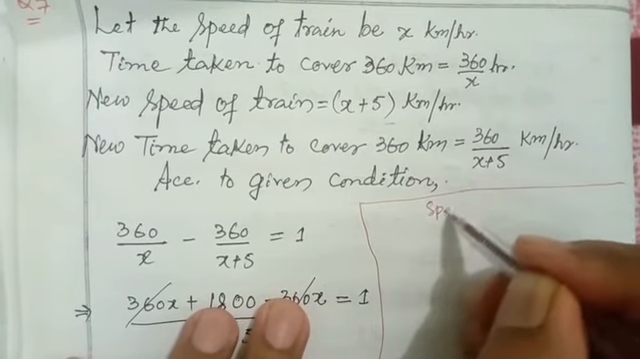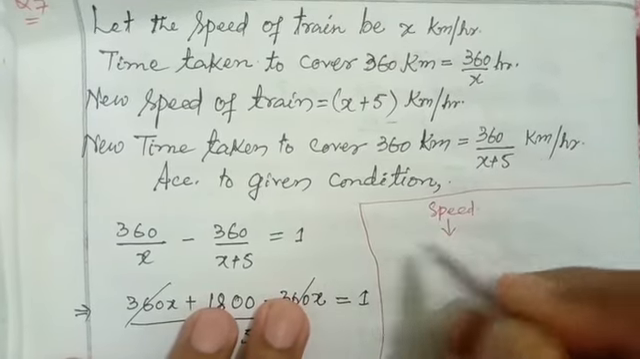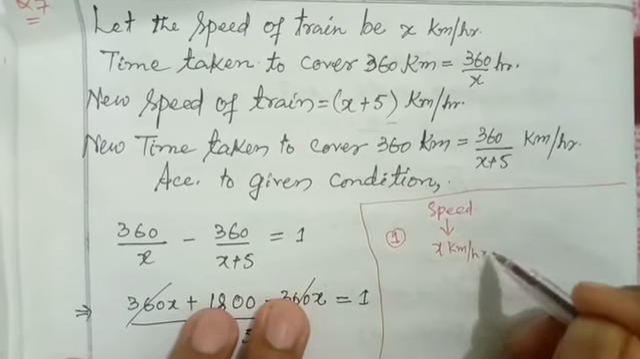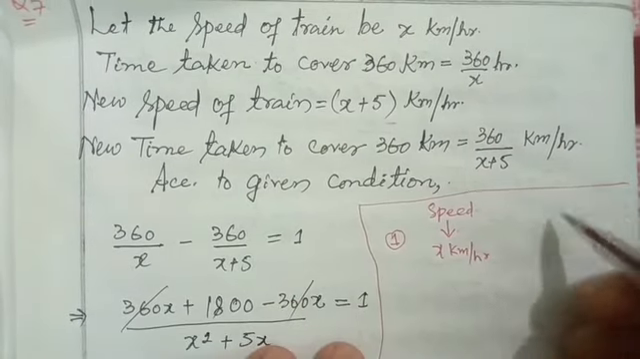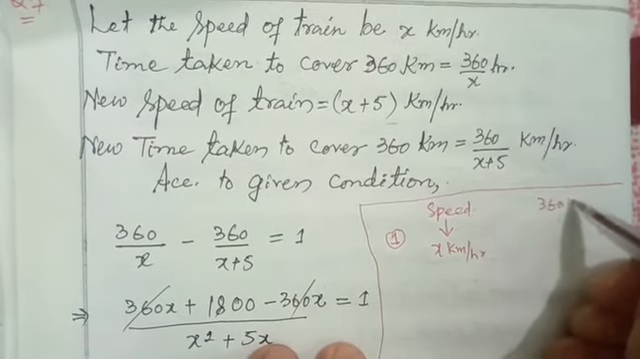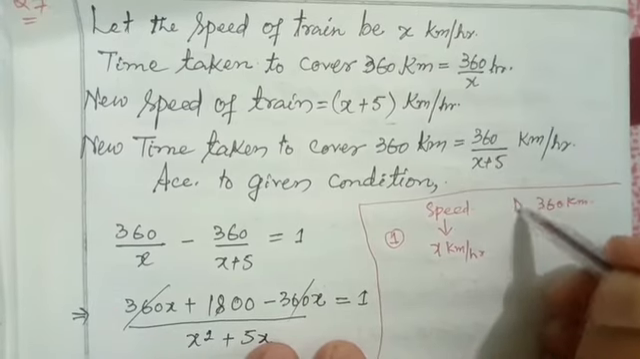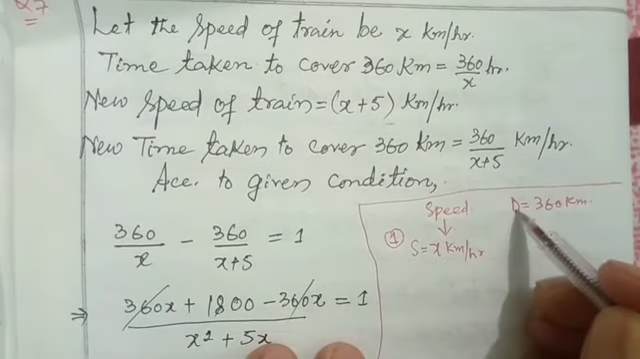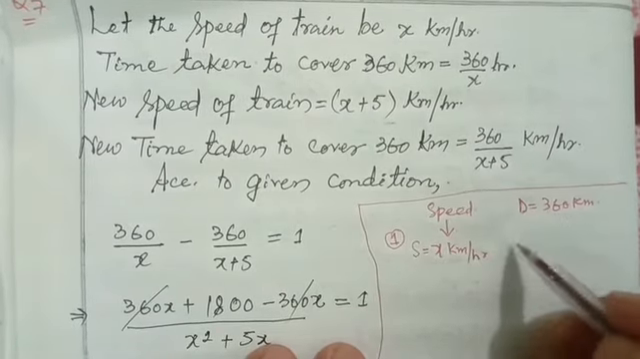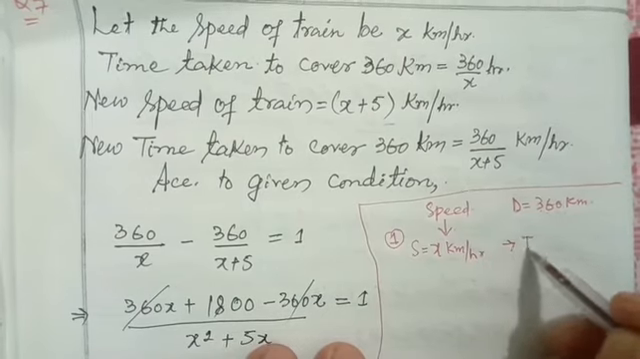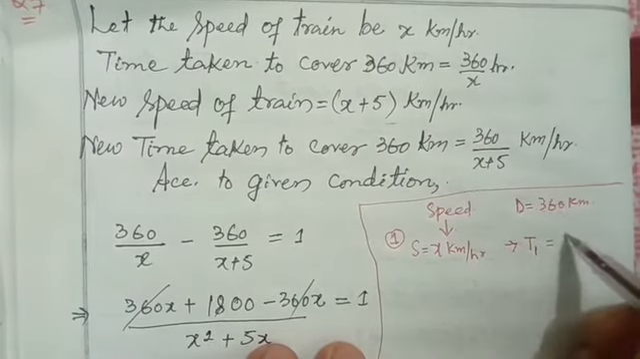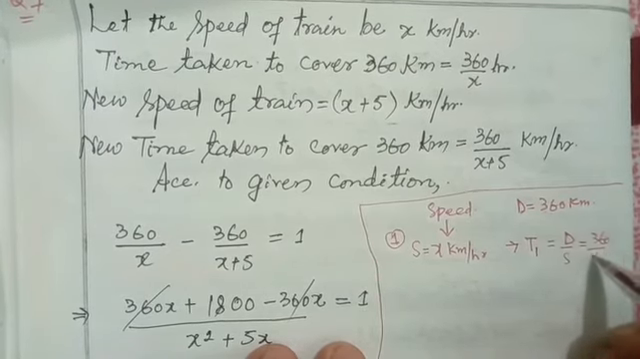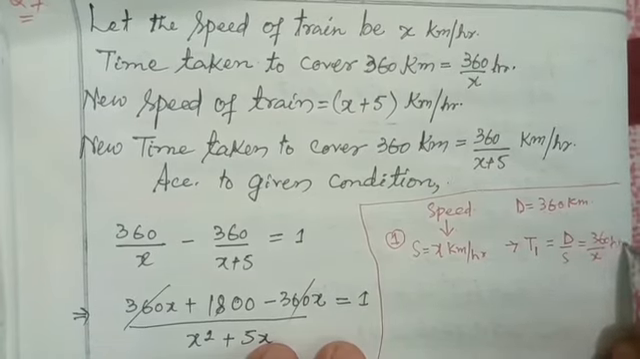Let the speed of the train in the first condition be x kilometer per hour. Distance to be covered by the train is 360 kilometer. So when speed is x kilometer per hour and distance is 360 kilometer, at that time my time will be equal to distance by speed, which is equal to 360 divided by x hour.